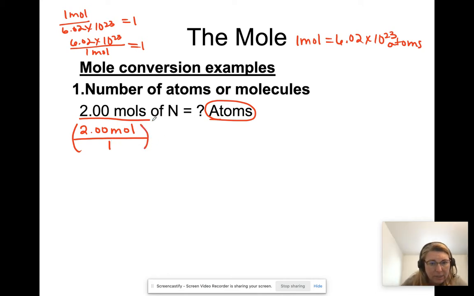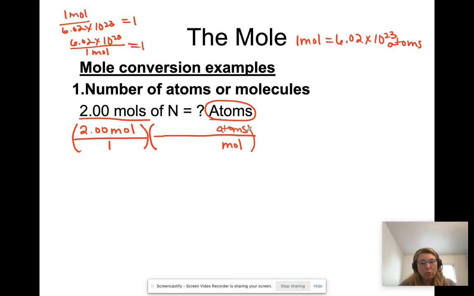Now, the whole entire point of the second set of parentheses is so that we can cancel out the units from the first set of parentheses. So our first unit that we had here was moles. And so if we have moles on the top, we want to make sure that it's on the bottom of the next set of parentheses because this will allow us to cancel it out. So that's the unit we're trying to cancel, and then the unit we're trying to make is atoms. So I'm going to put atoms on the top.